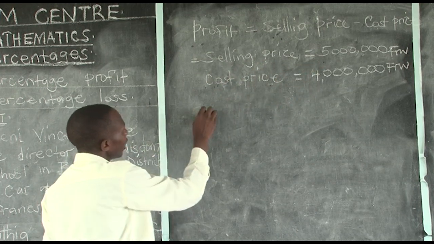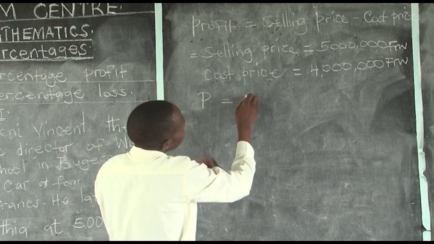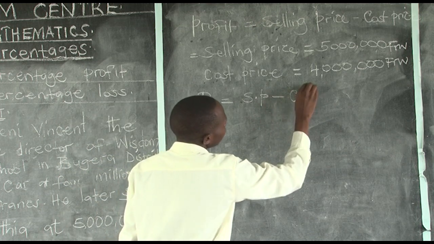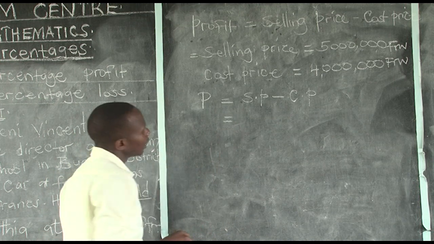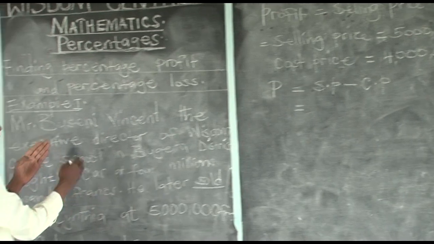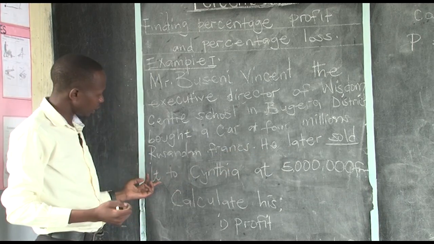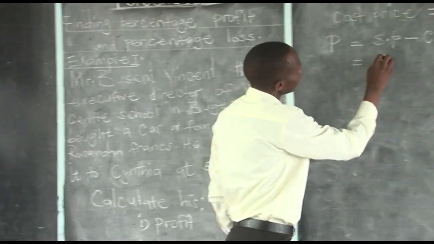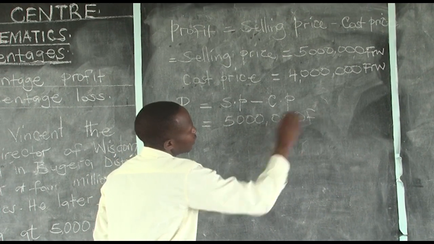So we shall continuously say, to find profit, we shall get our selling price. We can represent it by SP, selling price. We have stated the statement up there. And we know our selling price. How much did Mr. Hussein Vincent sell his car? When you look at the statement, it said he later sold it to Cynthia at 5 million. So if he sold it at 5 million, we shall take 5 million as our selling price.